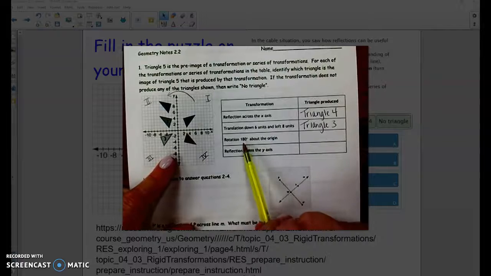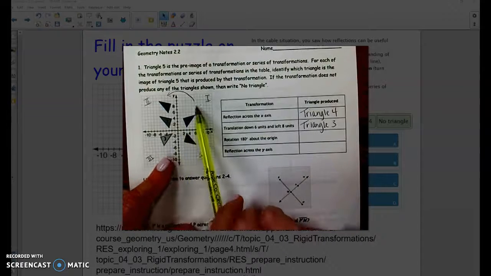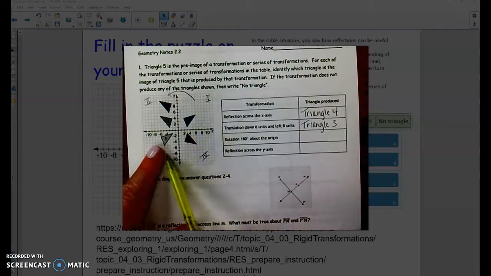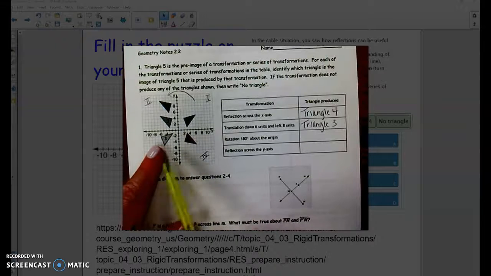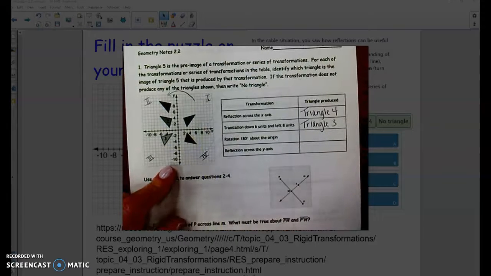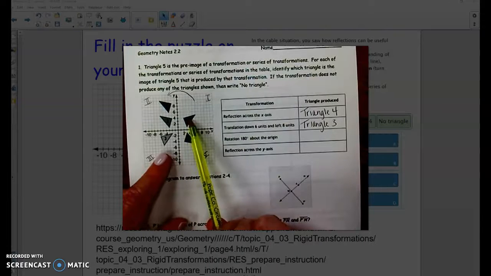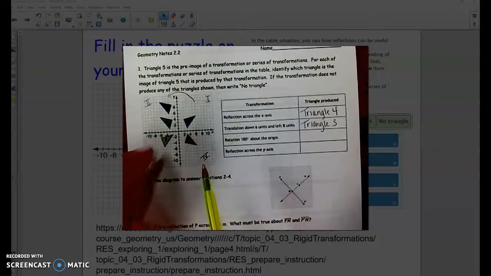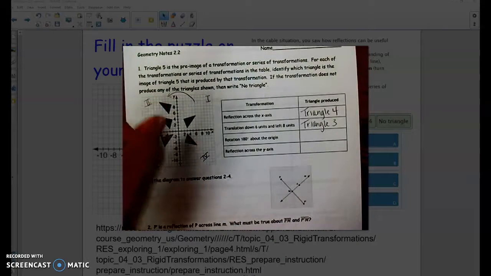So 180 degrees doesn't really matter because if I went 180 degrees counterclockwise, it's going to have the same effect as 180 degrees clockwise because it's half of a turn. But with 90 degrees, it would definitely matter which direction you go. So I know triangle 5 is going to end up in the third quadrant when I go 180 degrees, but it doesn't just slide there. It's turning as it is going.